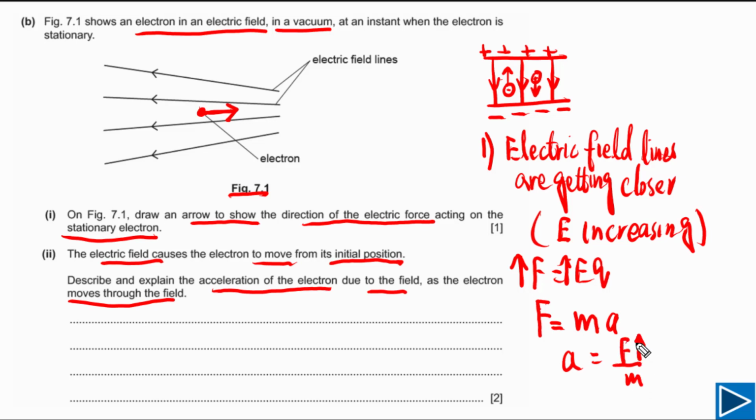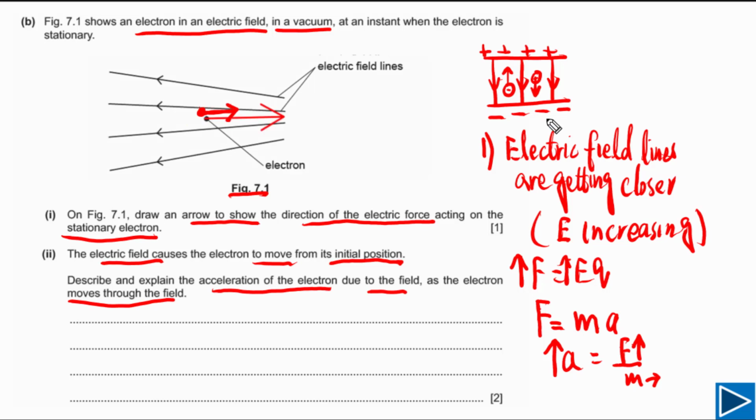So if the force is increasing on electron, mass of electron is not changing, so it means that a will increase. So simply we need to explain that the force on electron is increasing because electric field is getting stronger, so the acceleration of electron will increase. Because this is not a uniform electric field, this is a non-uniform electric field. So let me explain to you how you can write down your answer.